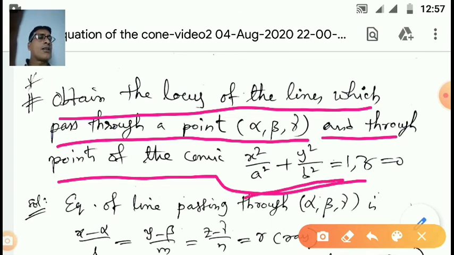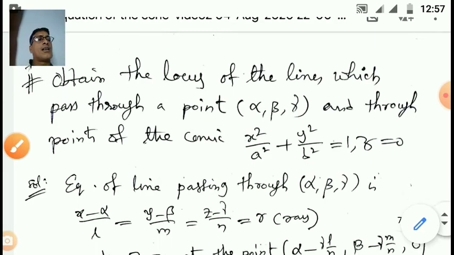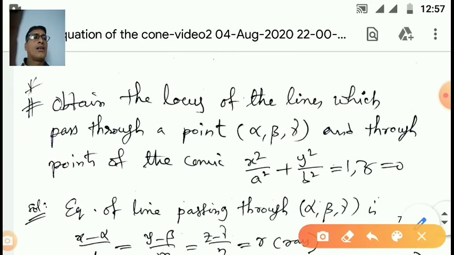Here the base curve is given z is equal to 0, that means the base curve lies in the xy plane, and also the equation of the base curve is x square by a square plus y square by b square is equal to 1. Everyone knows that this is the equation of an ellipse. That means here the base curve is nothing but an ellipse in the xy plane, and also alpha beta gamma is the vertex. So we will follow the same procedure to find the locus of the lines, means locus of generators, nothing but the equation of the cone.